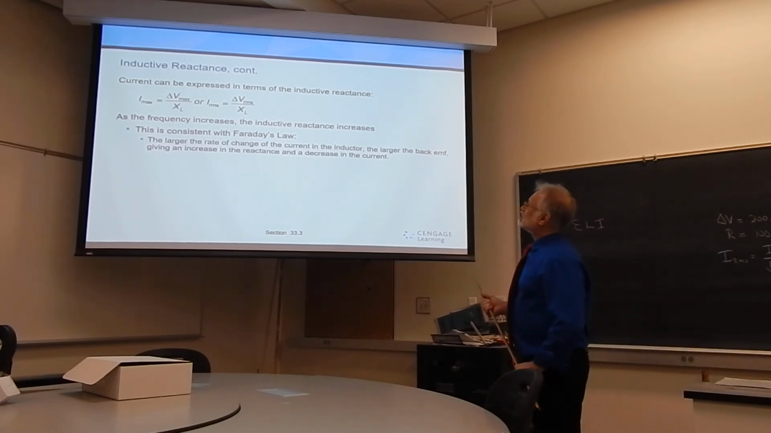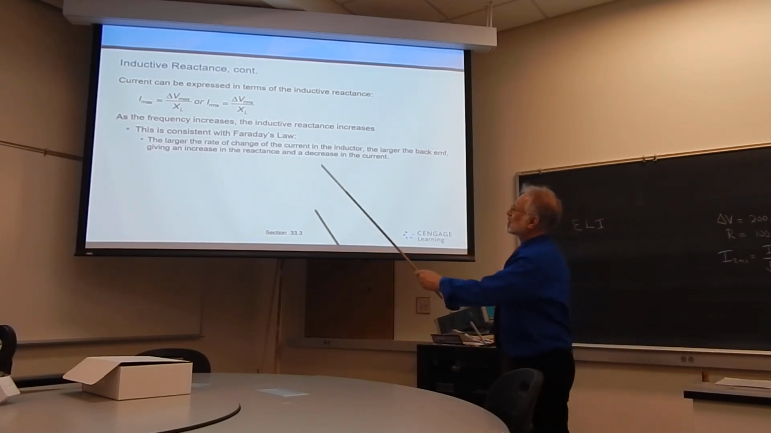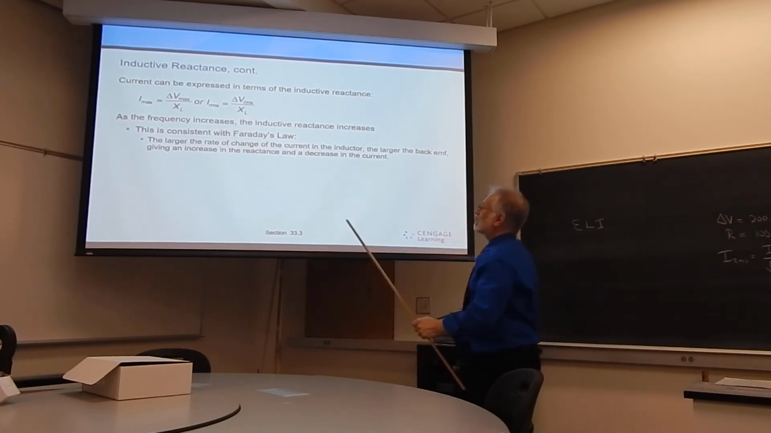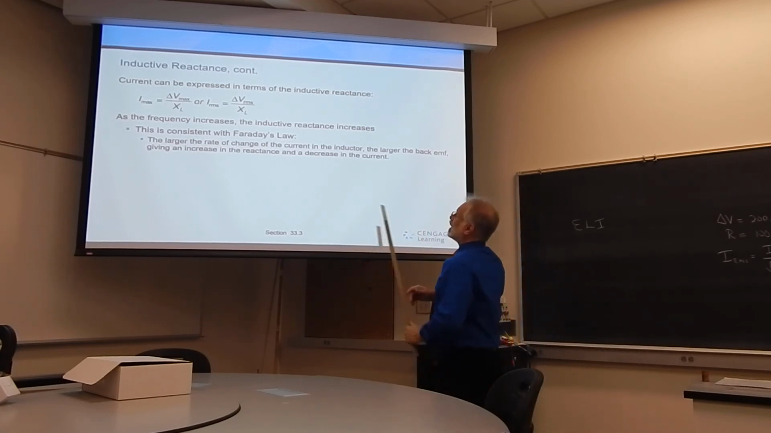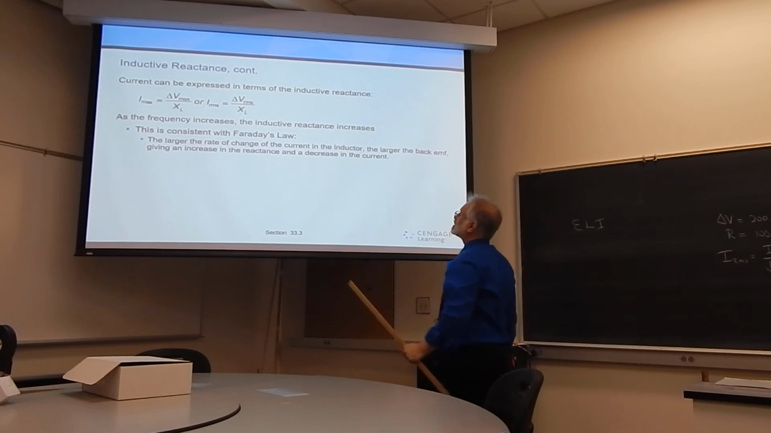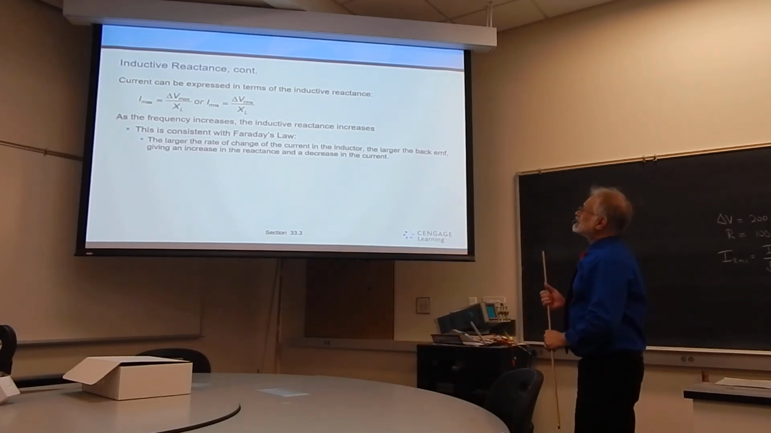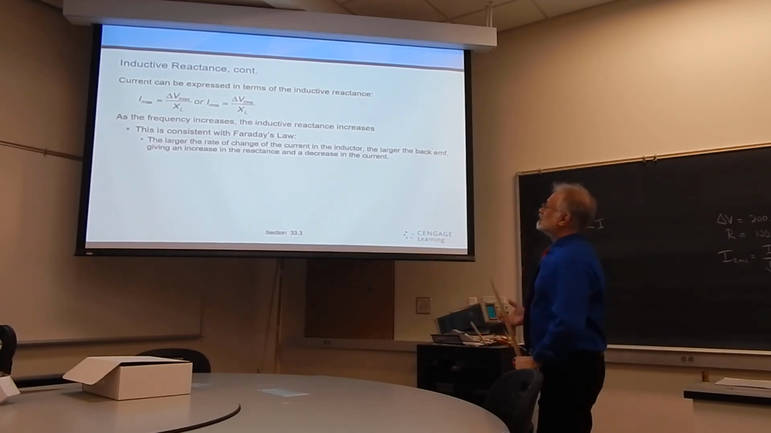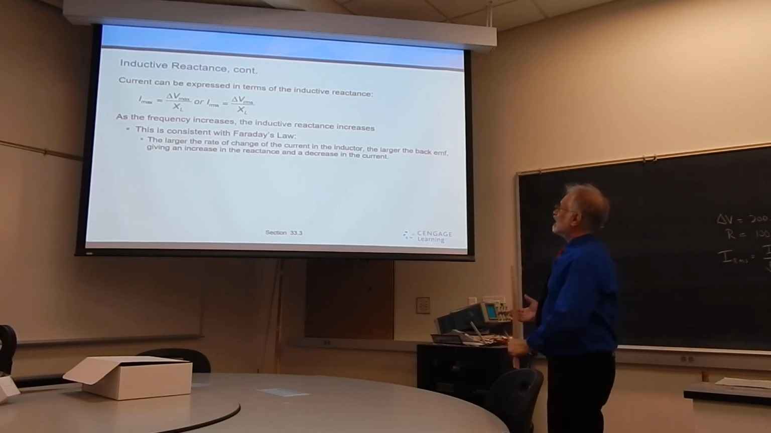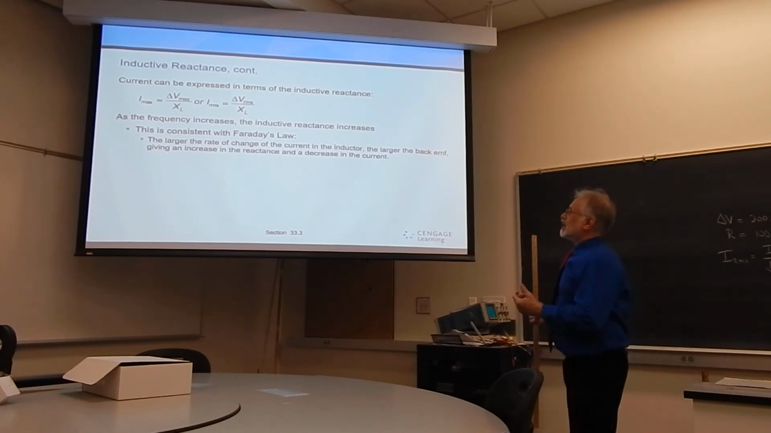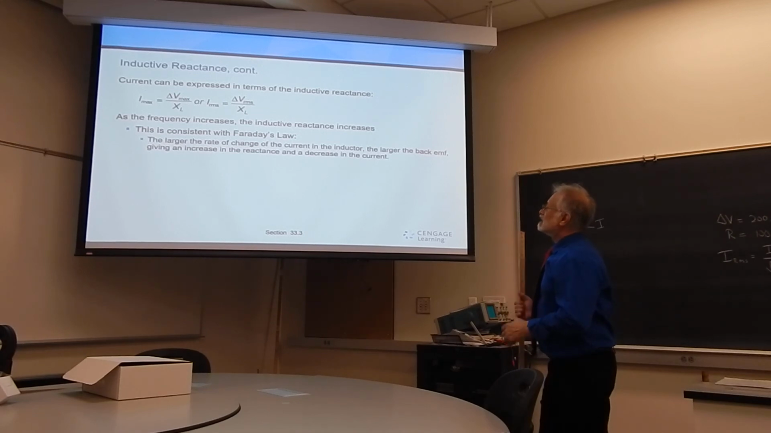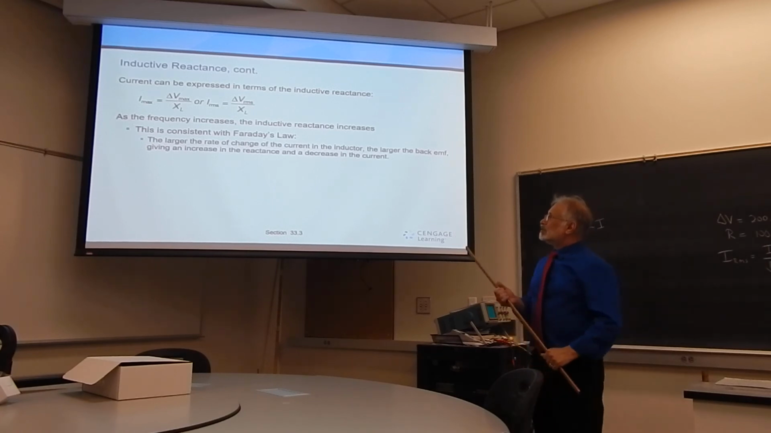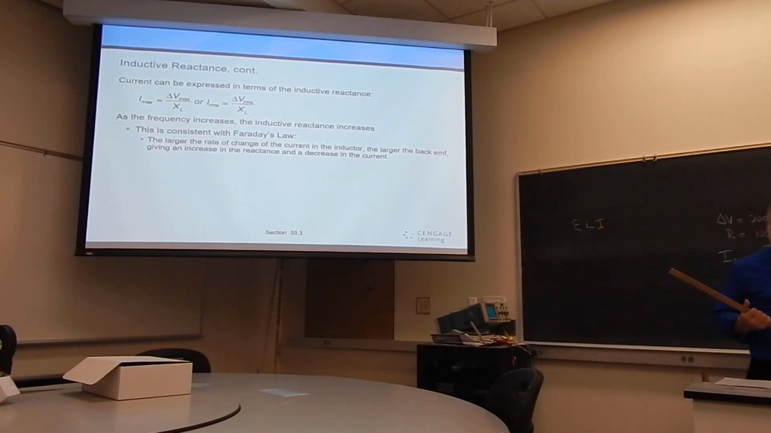We can express the current in terms of inductive reactance in the following way. We can write it as delta V max over X sub L, kind of like an Ohm's law where we would have resistance in the denominator, or I RMS as delta V RMS over X sub L. And you can see as the frequency increases, the inductive reactance also increases. You see the connection with Faraday's law. The larger the rate of change of current in the inductor, the larger the back EMF, the higher the reactance. And of course a decrease in the current. So we see that this all works together with the fundamental law of Faraday.